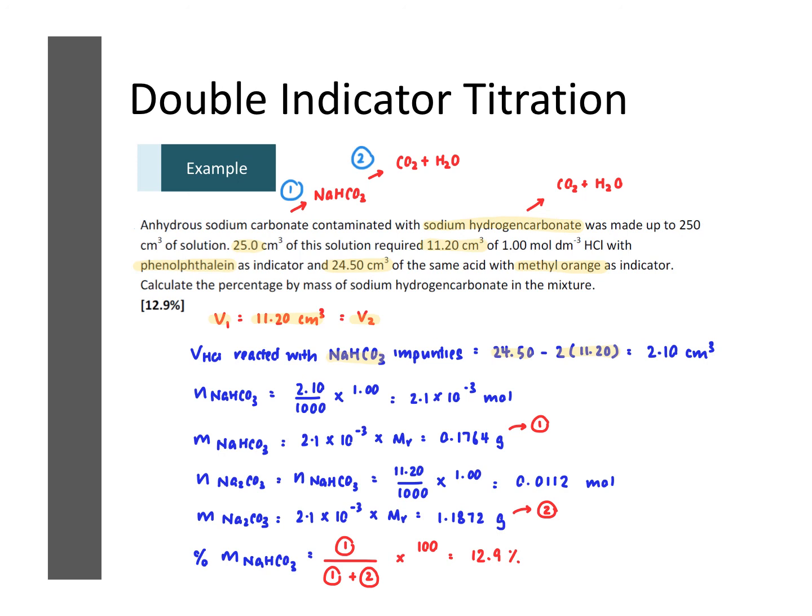Why? Because with methyl orange as the indicator, your sodium carbonate will undergo the 2-step reaction completely. All right, and each step requires 11.2 centimeter cube of acid. And once again, that will give us the volume of acid that had reacted with your sodium hydrogen carbonate impurities. And once we have obtained the volumes, it's easy for us to find the number of moles of your impurities, the mass of your impurities, the number of moles of your sodium carbonate, the mass of your sodium carbonate, and lastly, therefore, the percentage by mass of your sodium hydrogen carbonate impurities in the mixture.